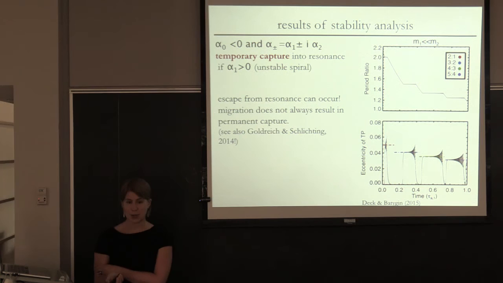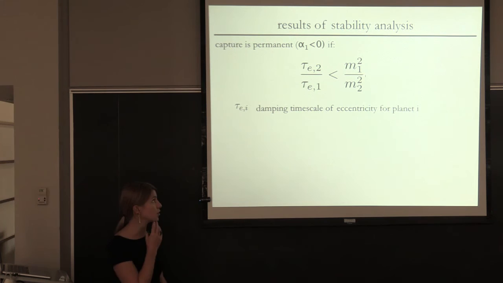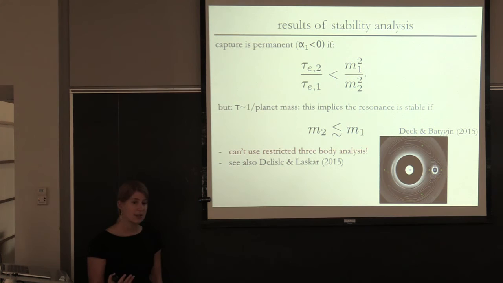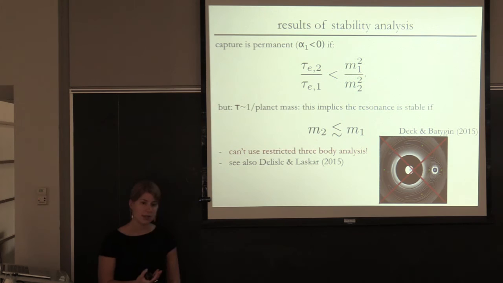However, what we found is that capture is not always permanent. You would get a distribution peaked near resonances in the period ratio distribution if the eccentricity damping timescales of the two planets satisfy this criterion, where these are the two masses of the planets. Now, the timescale for interactions with disks scales inversely with the planet mass. And so if you plug that into this, it would imply that the resonance is stable if the outer planet is less massive than the inner planet. So fundamentally, that means you can't use a restricted three-body analysis because you do, in this case, have this very critical mass ratio dependence. And this is unlike what we saw before for the case of two planets near resonance and just trying to understand their stability.